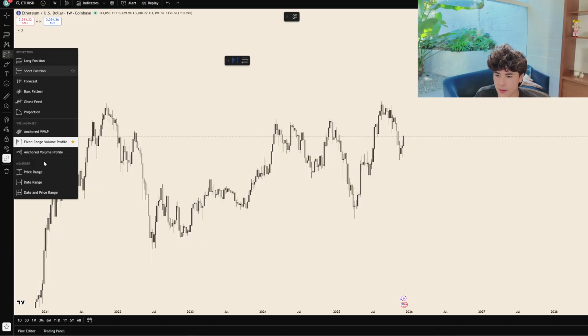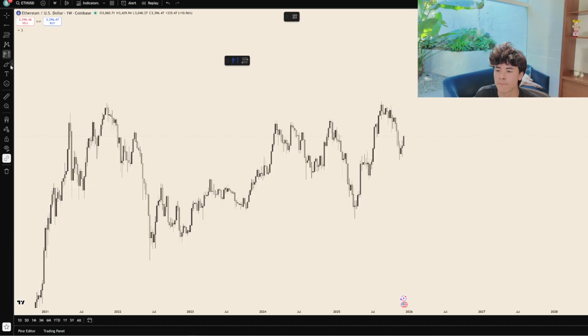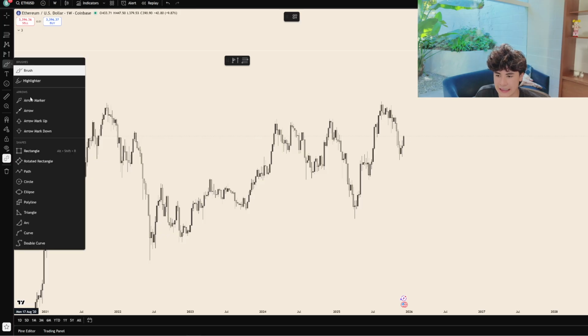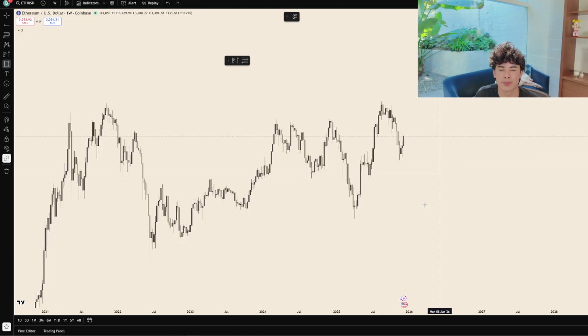So it's right here, it's the fixed range volume profile, and we want to understand key areas in the market where price was moving, whether this is a range, whether this is an uptrend, just key areas. We can also do this time-based. Maybe we want the daily volume profile, the weekly volume profile, or even a session volume profile. In this case, we're just going to go over some key areas on the weekly chart on Ethereum where I think would make sense to pull these volume profiles.